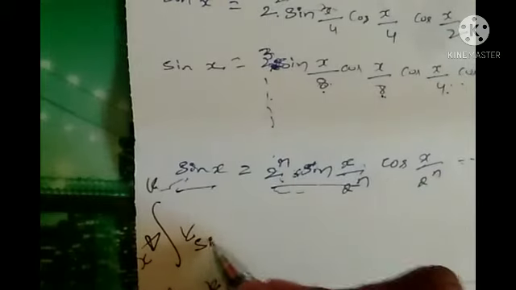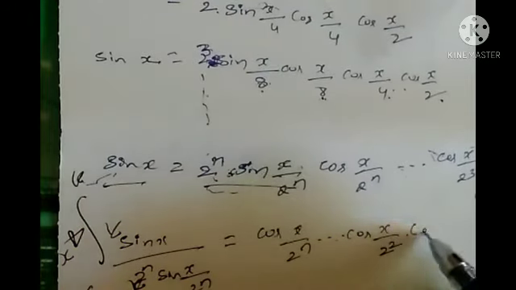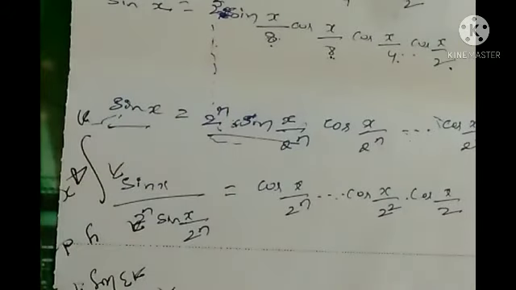We get like this. This whole term comes to the denominator. We get sin x by 2 power n into sin x by 2 power n. Okay, this is equal to cos x by 2 power n and so on, cos x by 2 square and cos x by 2. Okay, we get like this. Then we take limit n tends to infinity on both sides. Limit n tends to infinity.